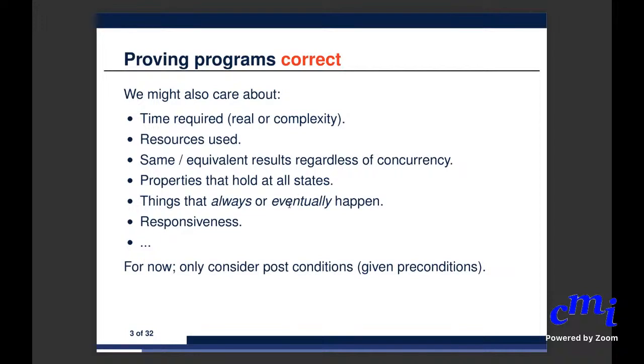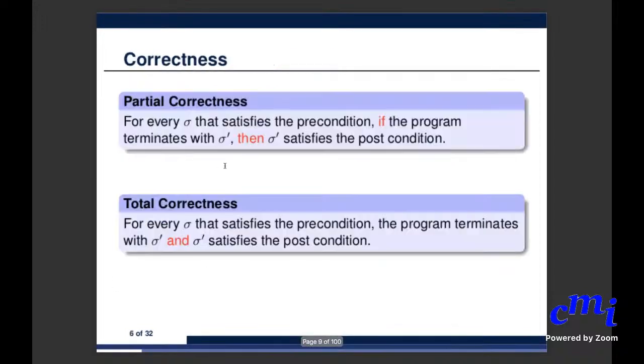And more things like responsiveness, something always happens, eventually happens, and so on and so forth. Okay. But that itself, the flavor of that I gave you in terms of how the specification itself can be quite complicated. But for now, we discuss program verification in terms of proving pre and post condition for sequential programs. Okay, I'm going to skip these things.